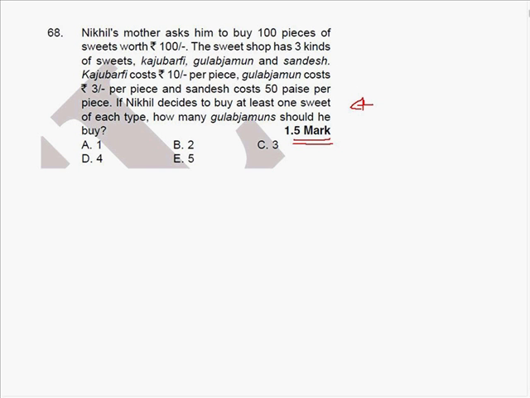Nikhil's mother asks him to buy 100 pieces of sweet worth rupees 100. So the number of items is 100. The amount is also 100. There are 3 kinds of sweets, so there is an X, a Y, and a Z. This costs rupees 10, this costs rupees 3, and this costs rupees 0.5. So we basically get one equation which is this is equal to 100, and another equation, x plus y plus z is equal to 100.